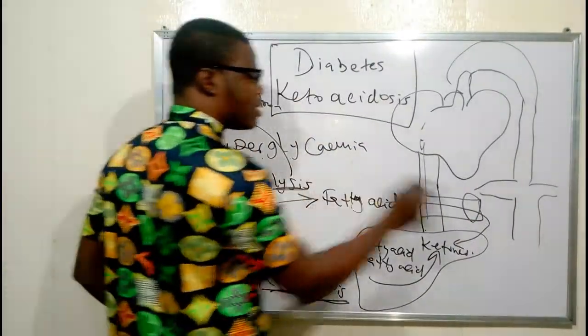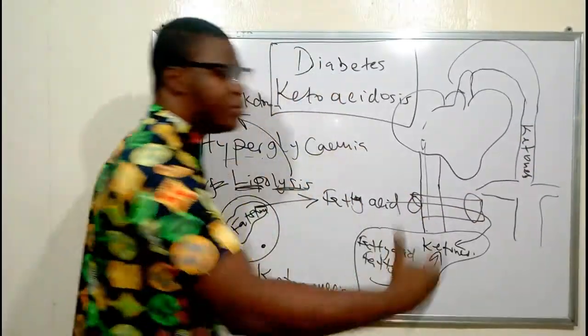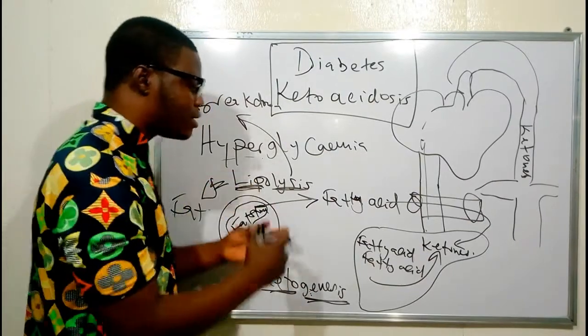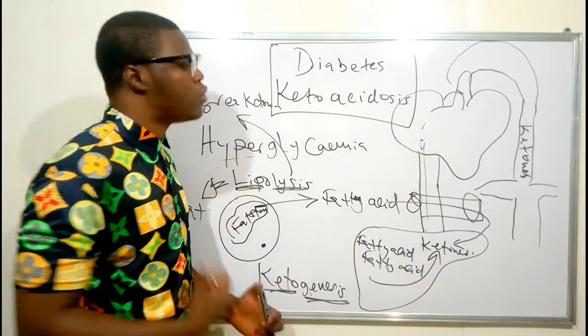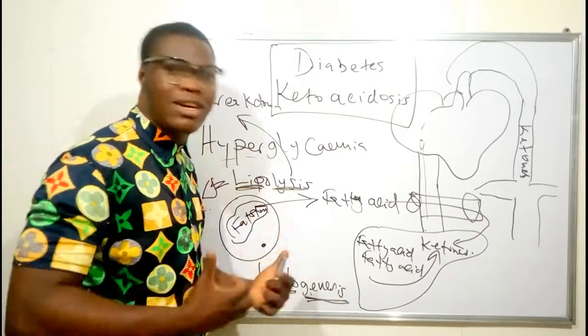So our body is going to be using ketones as a form of energy. Ketones will be used for energy by our body cells, because our body cells can't use glucose anymore, because glucose is not rushing into the cell. So our body will be picking up ketones and using them as its energy.